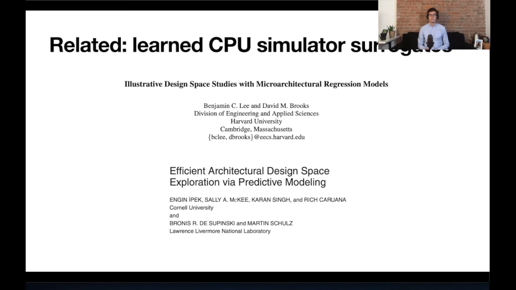I want to interject and say that learning surrogates of CPU simulators is not a totally new idea. Papers going back to 2007 have learned surrogates of CPU simulators for design space exploration. This is exploring the response of the simulated system to different architectural parameter settings. While related, this prior work doesn't solve the same problem that we're solving. Not only is design space exploration a somewhat different task, but the exploration techniques proposed by these papers just don't scale to the massive task of tuning LVMMCA's parameters.